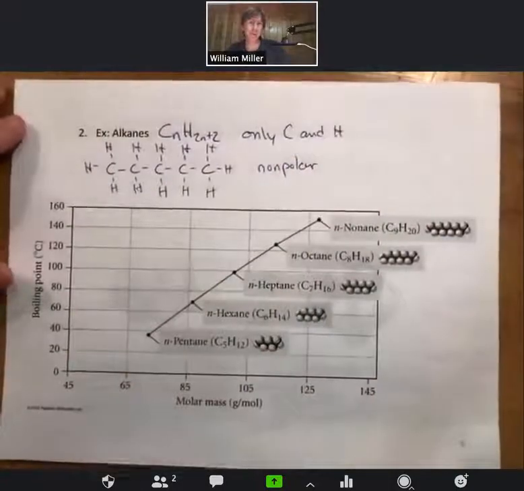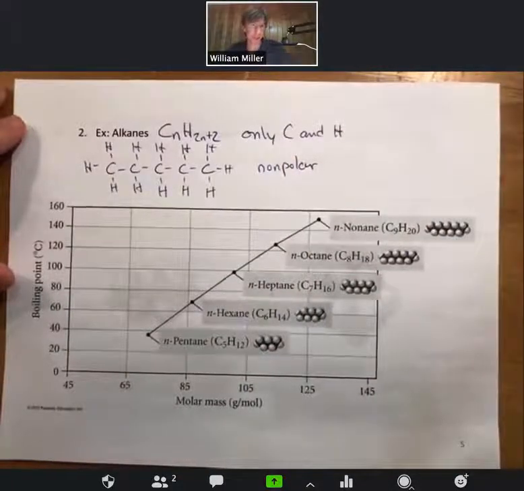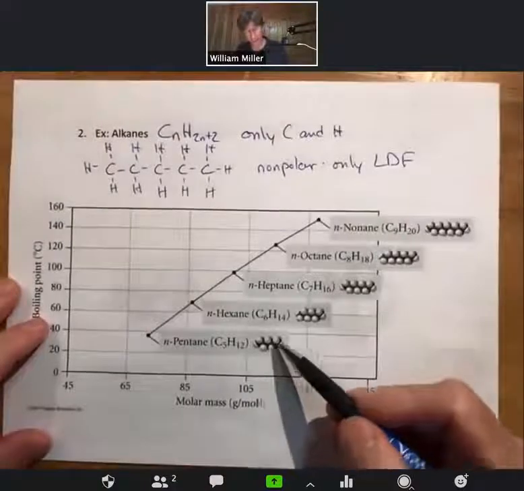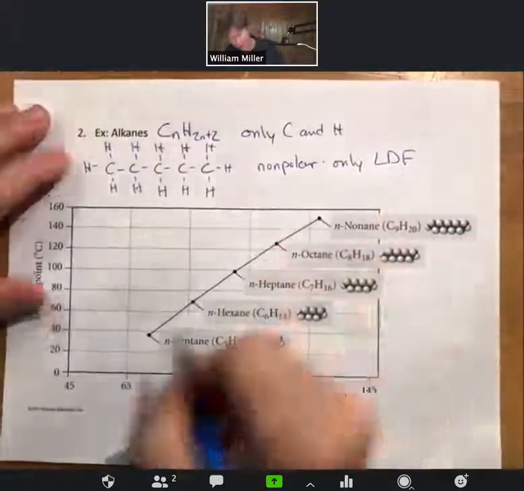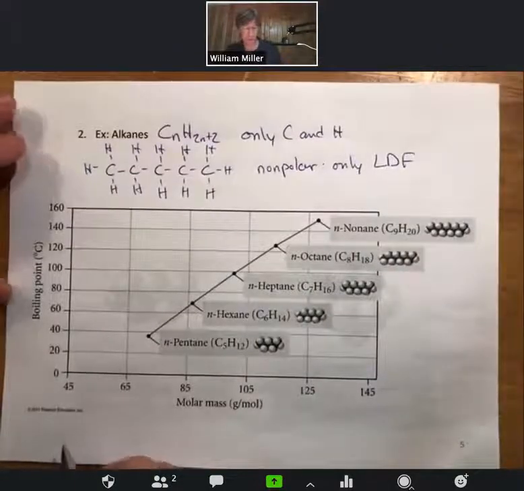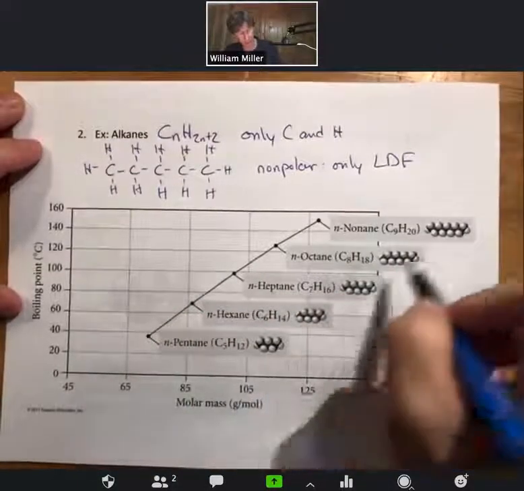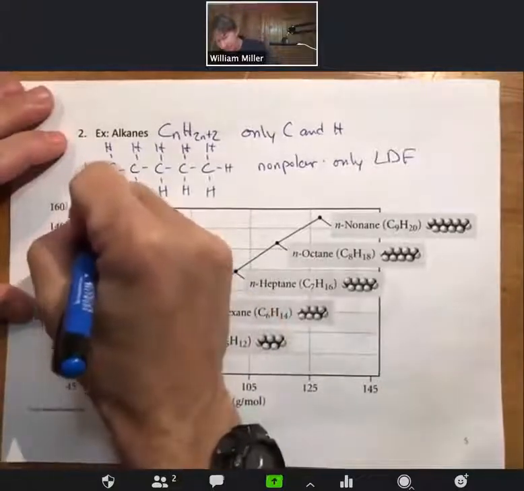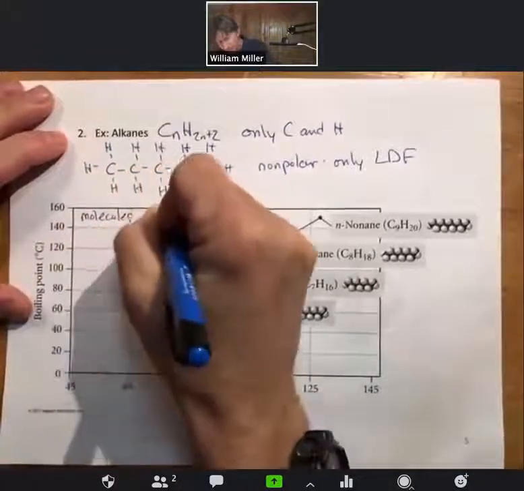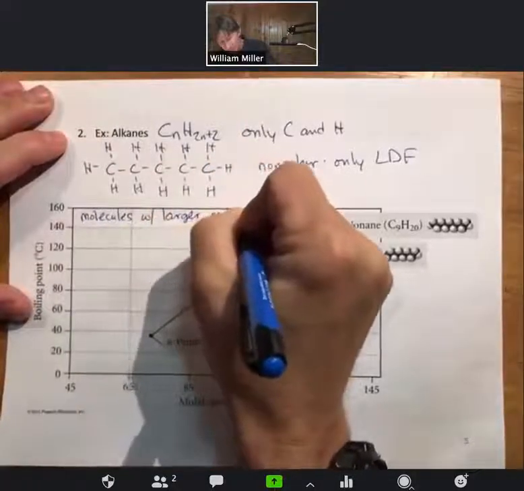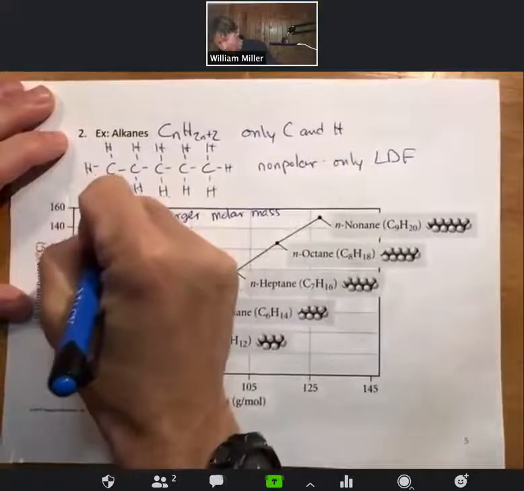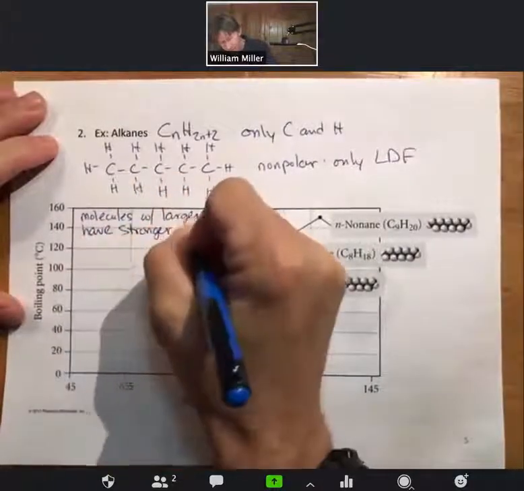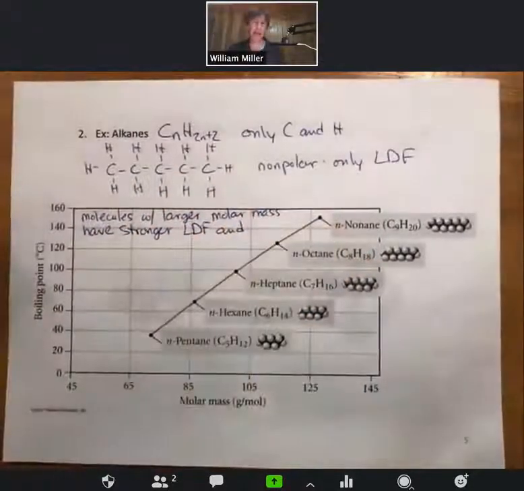If they're nonpolar molecules, that means that their only intermolecular force is LDF. And what we can see here is that as we get to larger molecules with larger molar masses, the boiling point increases. So molecules with larger molar mass have stronger LDF and higher boiling points.